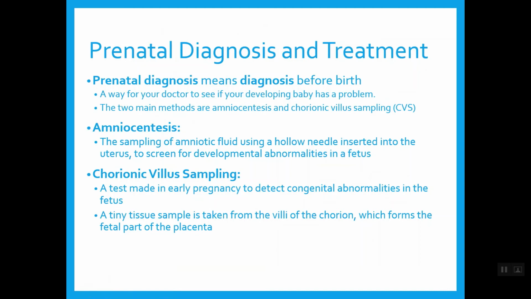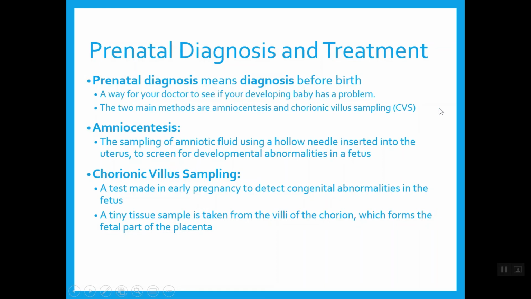There's a way that a baby can be diagnosed with some sort of defect or abnormality before it is born. We call this prenatal diagnosis, so it's diagnosis before birth. There are two ways: amniocentesis and chorionic villus sampling.